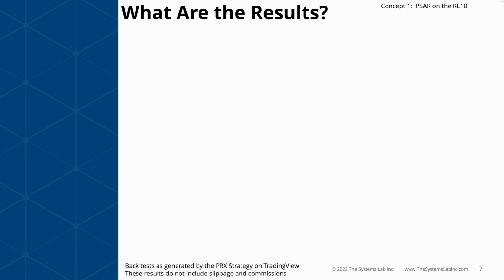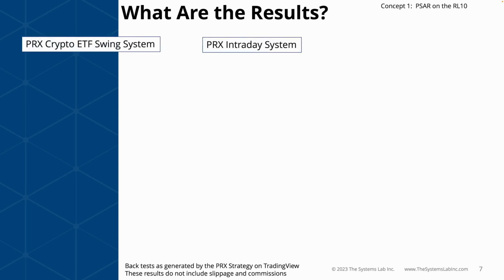Well, as a way of highlighting just how versatile the PSAR on the RL10 is, we're going to look at results on 3 different time frames. So for swing, we're going to look at the PRX crypto ETF swing system. For intraday, we're going to look at one version of the PRX intraday system that trades on 30-minute bars. We have versions that trade on smaller time frames as well. And for longer term, we're going to look at the PRX weekly system. And what we're going to do is look at backtest results as generated by the PRX strategy on TradingView.